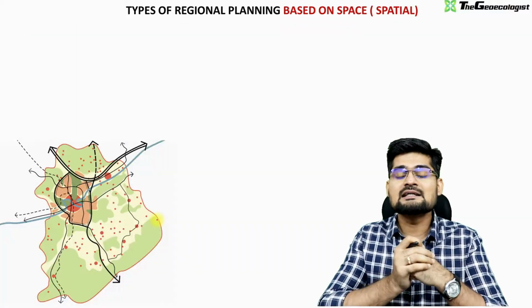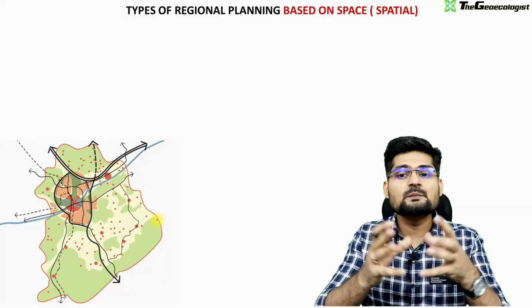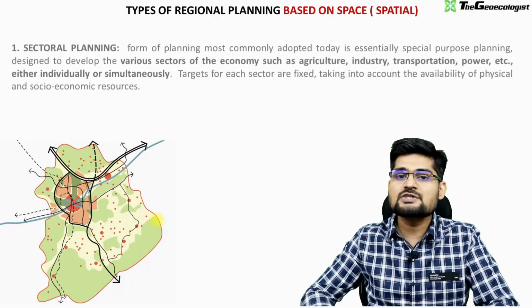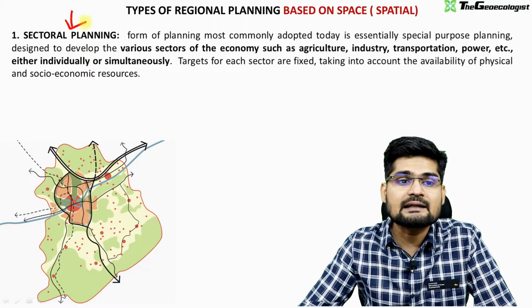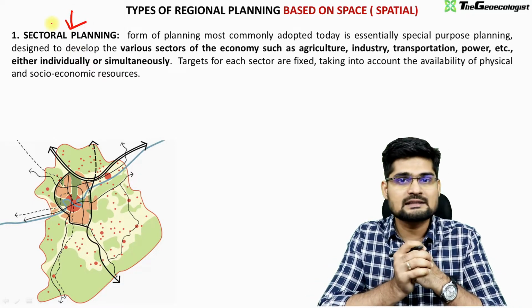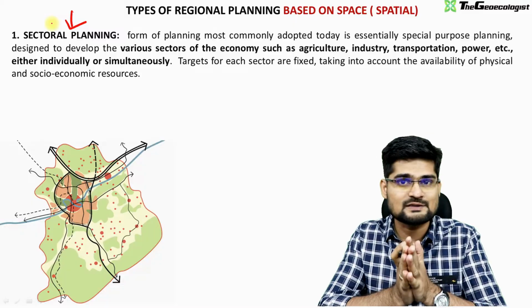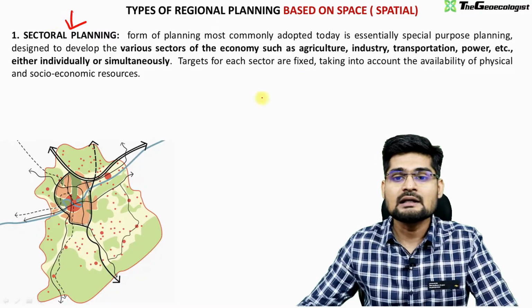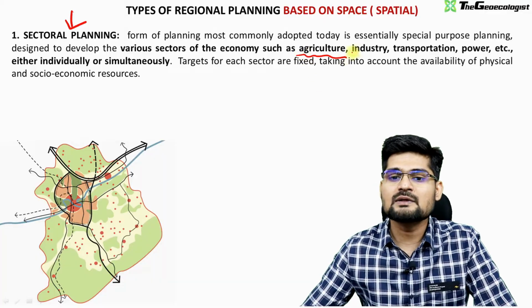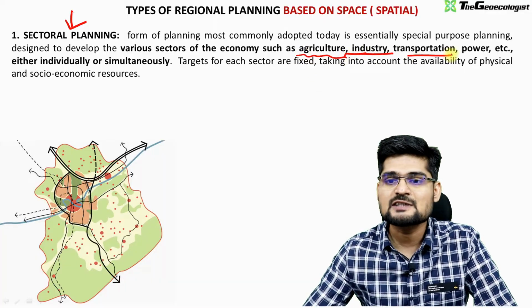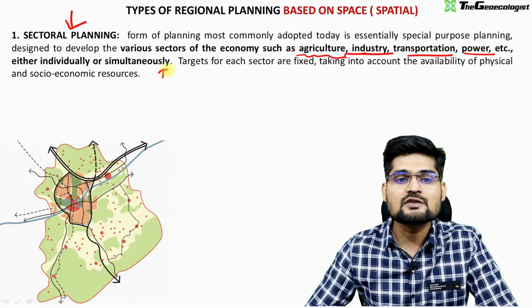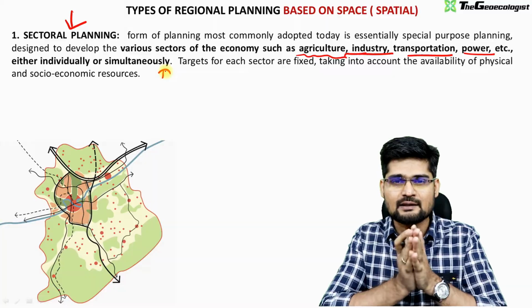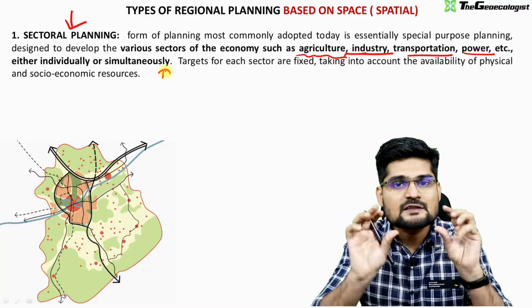Then what we have is types of regional planning based on spatial. So one was temporal, this is spatial, and spatial has the first component of sectors. If you remember the models and theories where the sectoral model of urban growth was discussed, this is according to that. So sectoral plan. We plan for different sectors of our economy and society: agriculture, industry, transportation, power, and others individually. Remember, this kind of planning is called sector-wise planning. So for each sector, we have a specific plan.